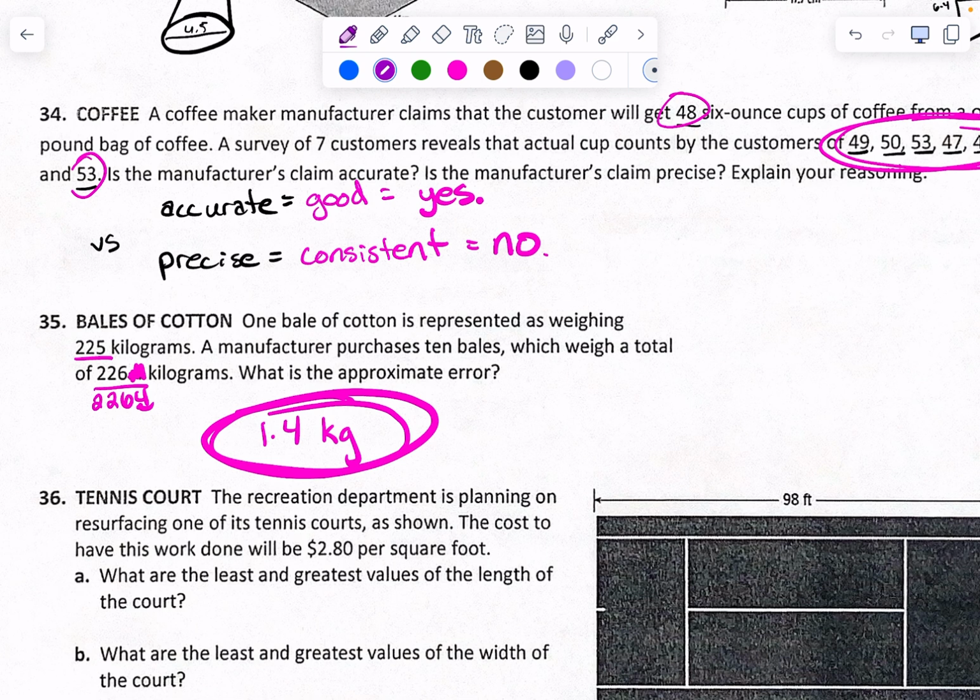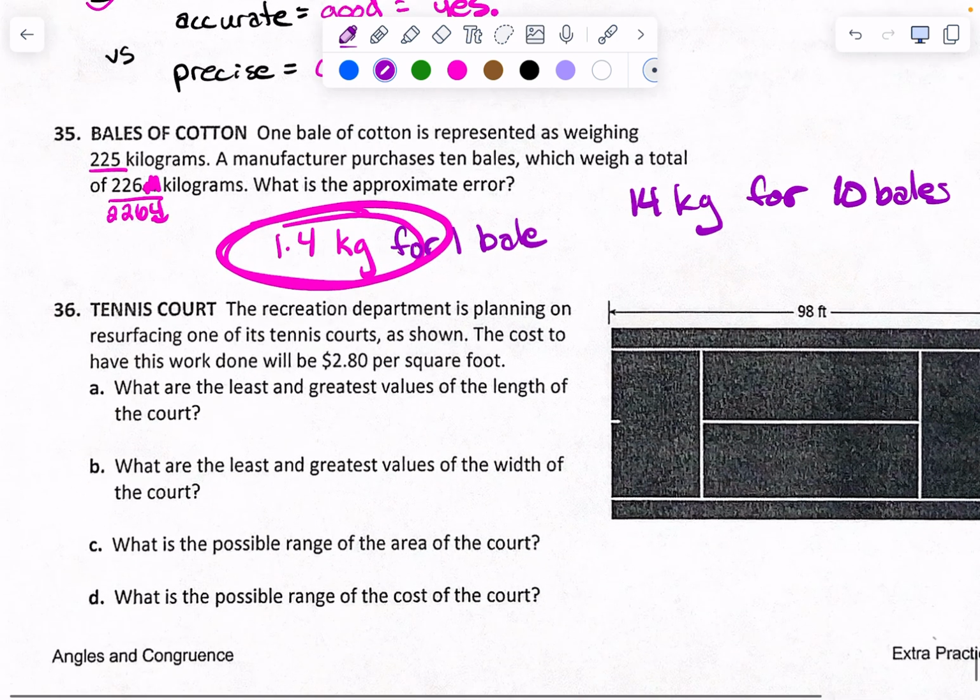No, because that wouldn't be 14 grams. Okay, approximate error is going off of 1. Yes, good question. I get you. So we could say 1.4 kilograms for 1 bale or 14 kilograms for 10 bales. I see why you put the decimal. Yeah. I thought it was wrong. Anyway, whatever. Okay, 36.